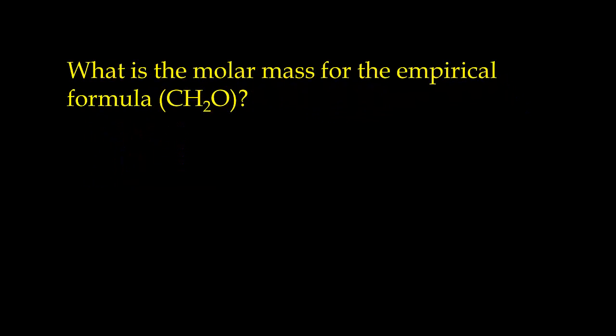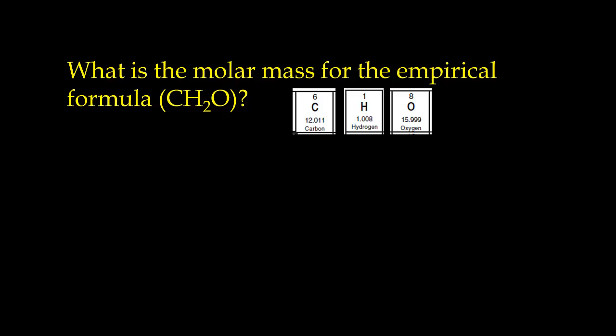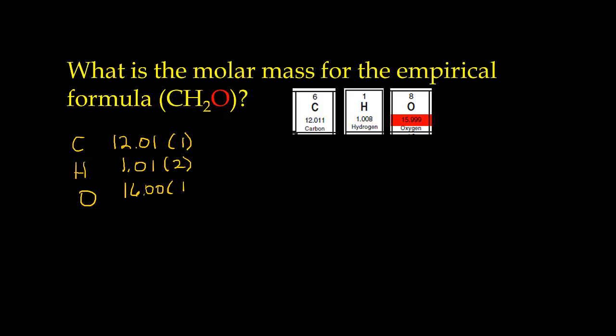All right, next example. What is the molar mass for the empirical formula CH2O? Okay, in order to do this, we need to add all the atomic masses together. We have 1 carbon, so carbon is 12.01 times 1. And hydrogen is 1.01 times 2 because there are 2 hydrogens. And oxygen is 16.0 times 1. We add all those together, and the molar mass for our empirical formula is 30.02 grams per mole.